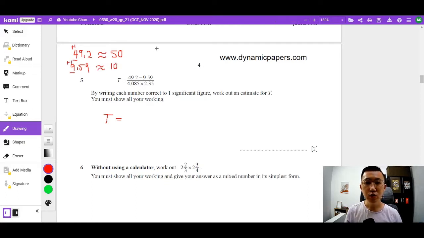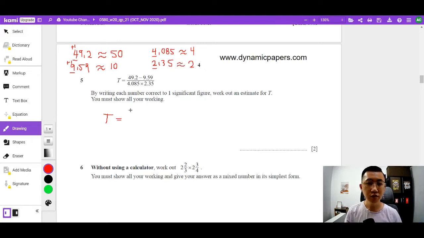Okay, so next, 4.085. Underline the first digit, the first significant figure. Check the number towards right. It's not 5 and above, so we have to round down, or maintain 4. Next number, 2.35. Underline the first significant figure spot. Check the number towards right hand side. If it is 5 and above, you need to plus 1. In this case, no. Then we are going to round down to 2.